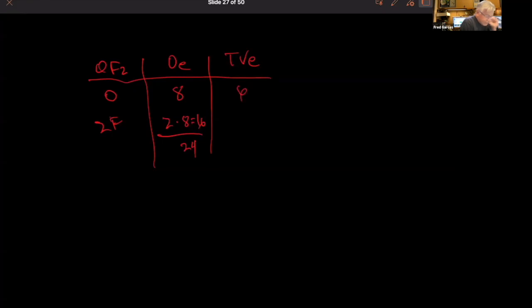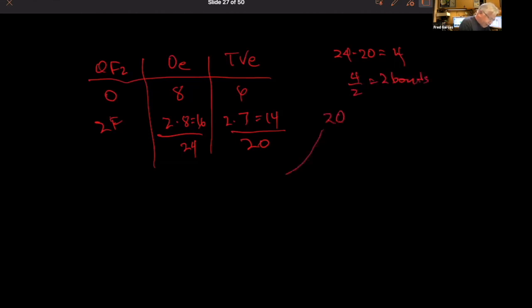Oxygen actually brings in 6. Fluorine brings in 7 times 2. That's 14. 14 plus 6 is 20. 24 minus 20, that's 4 electrons committed to bonding. 4 divided by 2, that's 2 bonds. Of the 20 valence electrons that I have in total, I use 4 for bonds. So I have 16 remaining electrons. 16 divided by 2, that's 8 lone pairs.